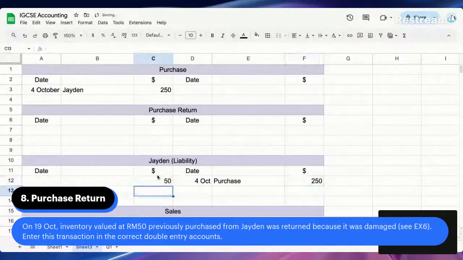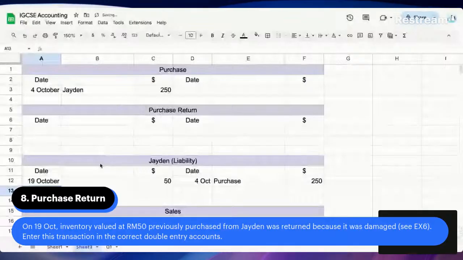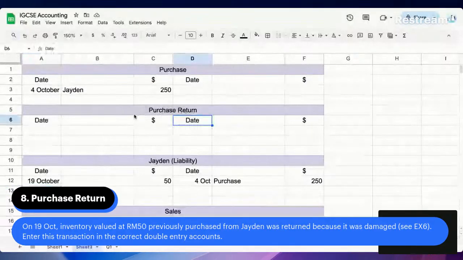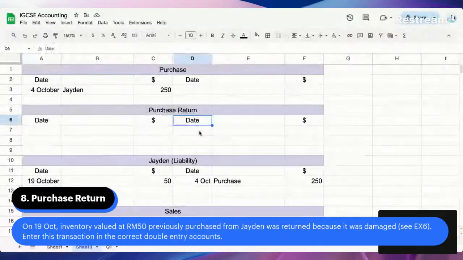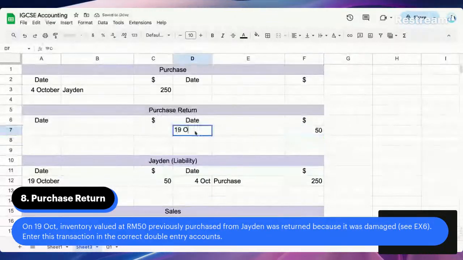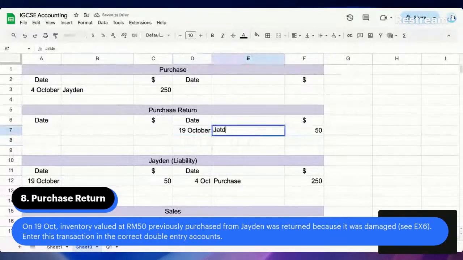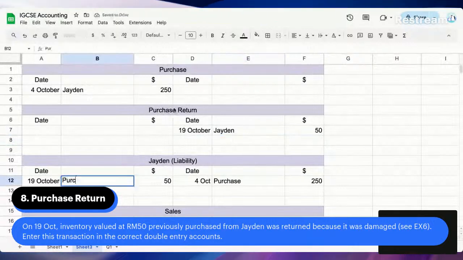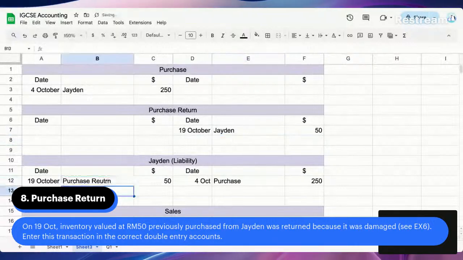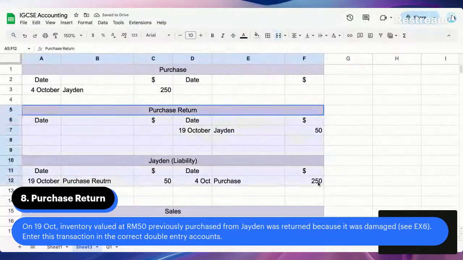When did it happen? On 19th of October. It's a purchase return. I need to return it. So I open this T account, and because reducing a liability is in the debit, of course it will be on this side. This is 19th of October, and the name is Jayden. And here is purchase. So for this particular example, the complete answer looks like this.